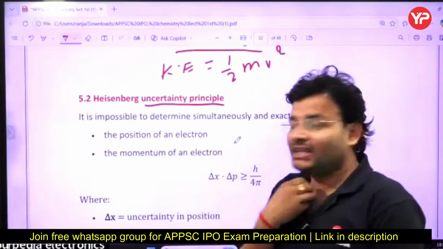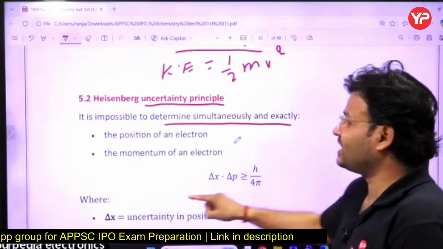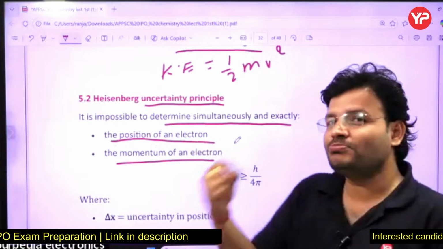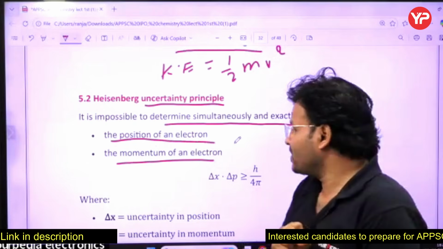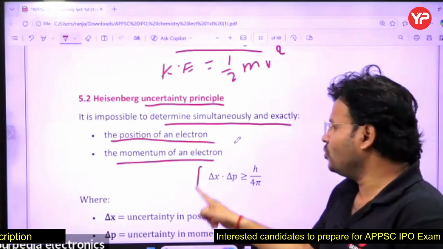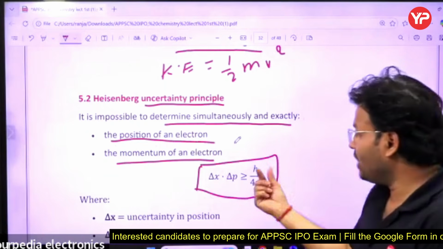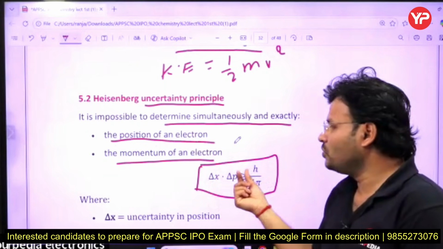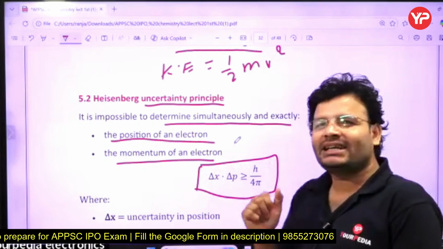As I told you, dear, it is impossible to determine simultaneously and exactly the position of electrons and the momentum of electrons. It is impossible to get both the position and the momentum. That's why it is given by delta x into delta p is greater than or equal to h upon 4 pi.